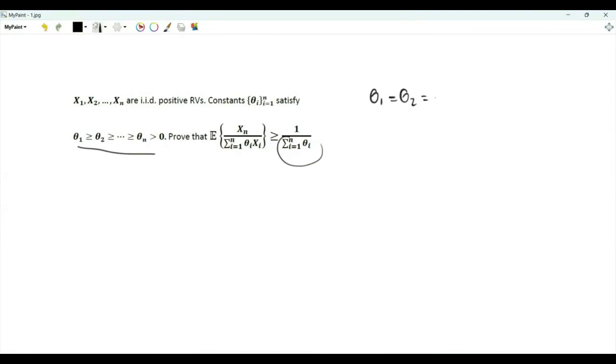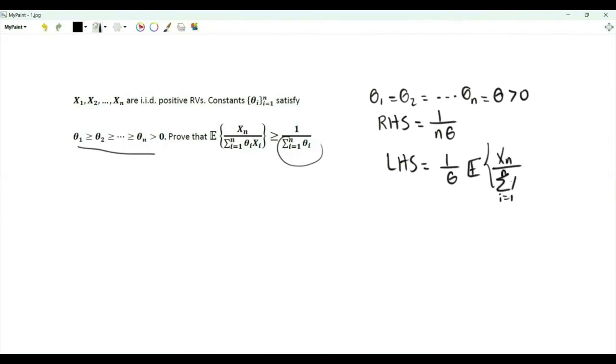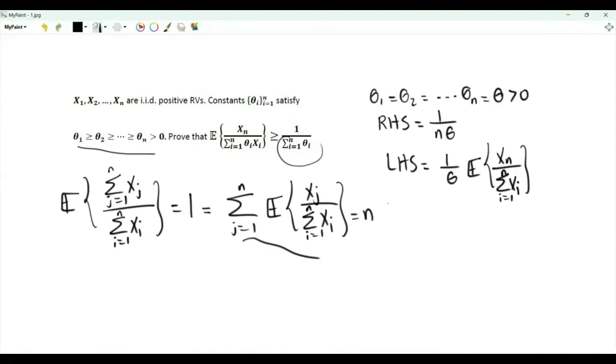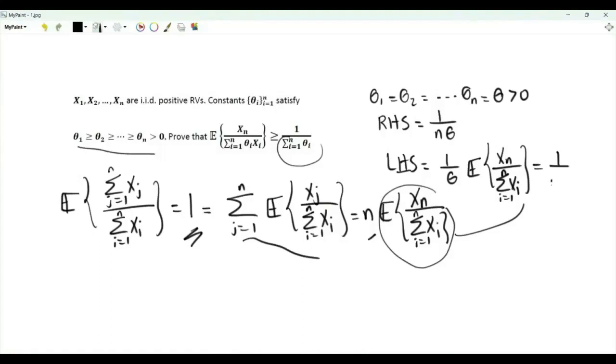Note that if all the thetas are equal, the right-hand side is equal to 1 over n theta. The left-hand side is 1 over theta, expectation of xn over the sum i from 1 to n of xi. The expectation of the sum of the random variables divided by itself is equal to 1. By the linearity of the expectation, this is summation j from 1 to n, expectation of xj over the sum. Because the random variables are i.i.d, all these expectations are equal. This sum is equal to n times the expectation of, say, xn divided by the sum. This expectation is 1 over n, so the left-hand side is also 1 over n theta. If the constants are equal, we do have equality.